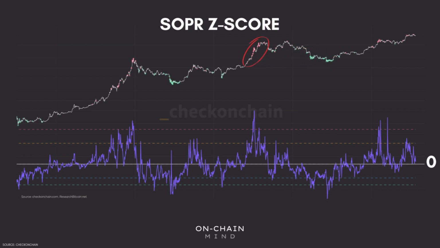But on the flip side, when profits are taken in a more controlled manner, new buyers step in at higher prices, setting a new cost basis. This constant transfer of assets from lower to higher cost bases is a major force driving market structure and future price action.